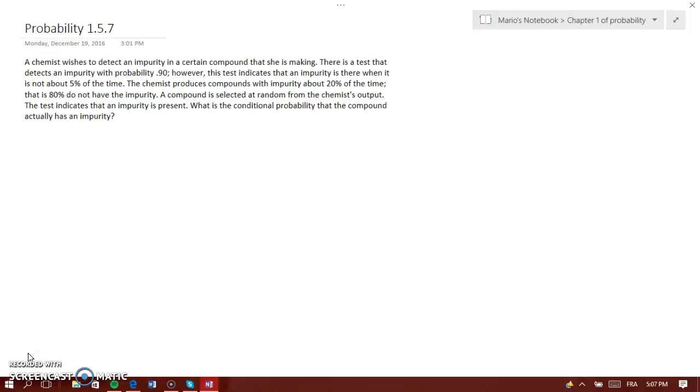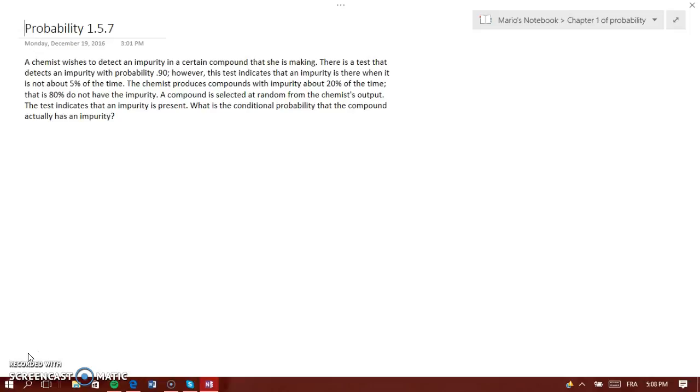Today we are working on a problem, and it says that a chemist wishes to detect an impurity in a certain compound that she is making. There is a test that detects an impurity with probability 0.9, which is 90%. However, this test indicates that an impurity is there when it is not about 5% of the time. The chemist produces compounds with impurity about 20% of the time. That is, 80% do not have the impurity.